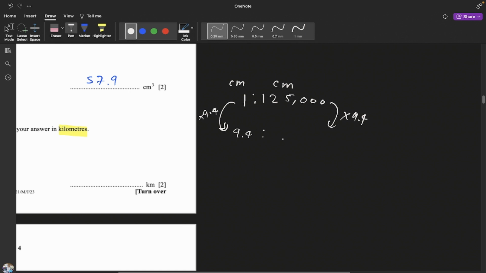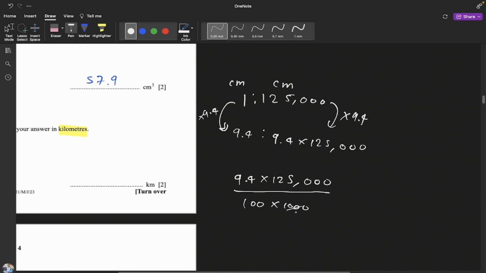So you have to convert the end answer into kilometers. That can be done simply. If you find the actual length in centimeters, it will be 9.4 times 125,000. This answer will be in centimeters. You have to convert that into kilometers. So 9.4 times 125,000 divided by 100 will convert the centimeters into meters, but we want kilometers. A meter can be converted into kilometers by dividing by 1000.